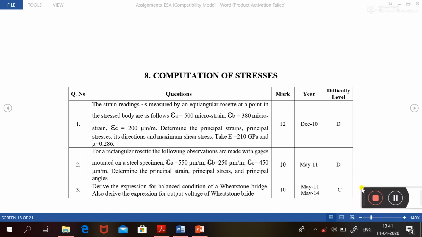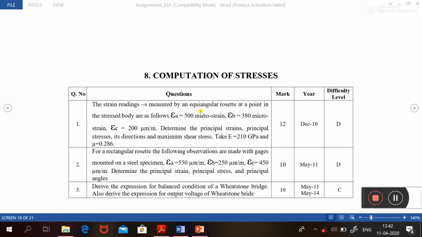Now we'll discuss some numericals which are asked in the examination. So in the examination, how will the numericals be asked? I will just take an overview within 5 minutes of how the numericals are asked. If you go through the first statement, that is the strain gauge reading measured by the equiangular rosette. Equiangular rosette means the delta rosette is given.